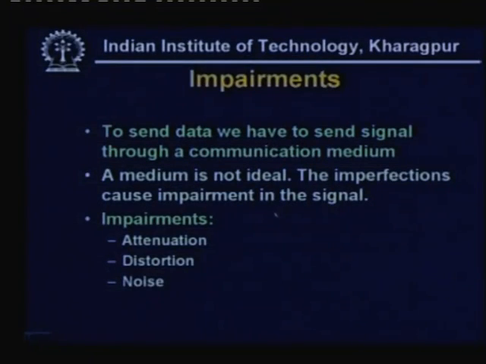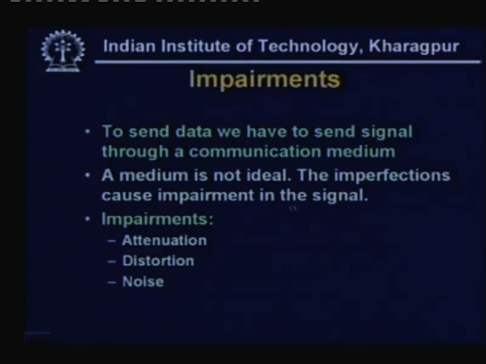By that, what do we mean? Normally, by ideal we mean whatever is sent by the transmitter should be received by the receiver, but because of the limitation of the medium, that will not happen. There will be some impairments which we shall discuss. The imperfections of the medium cause impairments in the signal.